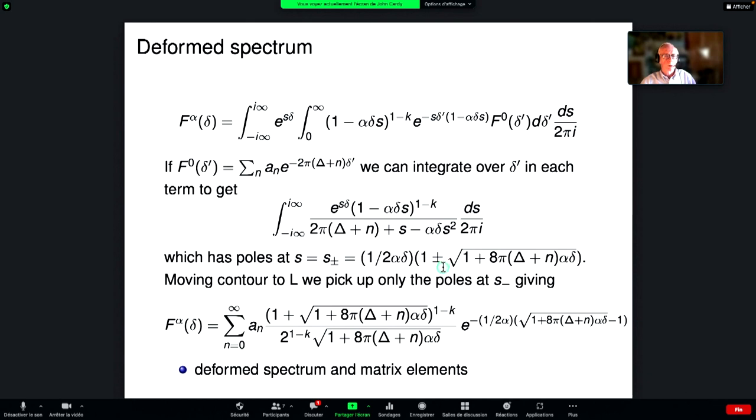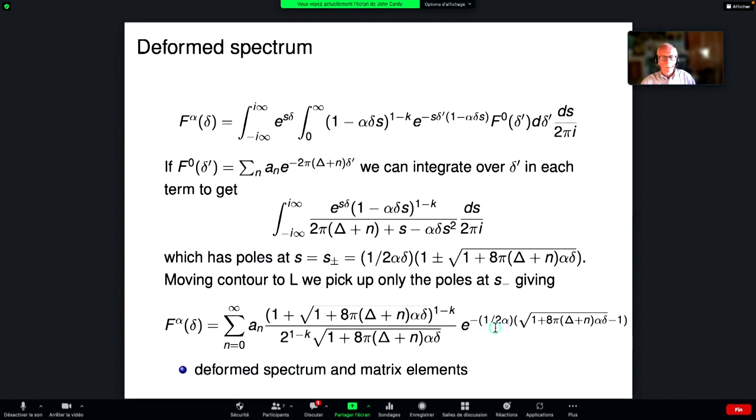But then what one can do is to check that only the poles at S minus are on the right of the contour. And so we can then, in each term, move the contour to the left and get the residue of the pole at S minus, and then for each value of n, we get this rather ugly or beautiful, depending on your point of view, expression here, which shows you, once again, if you take alpha to zero, we get back to the original expression.